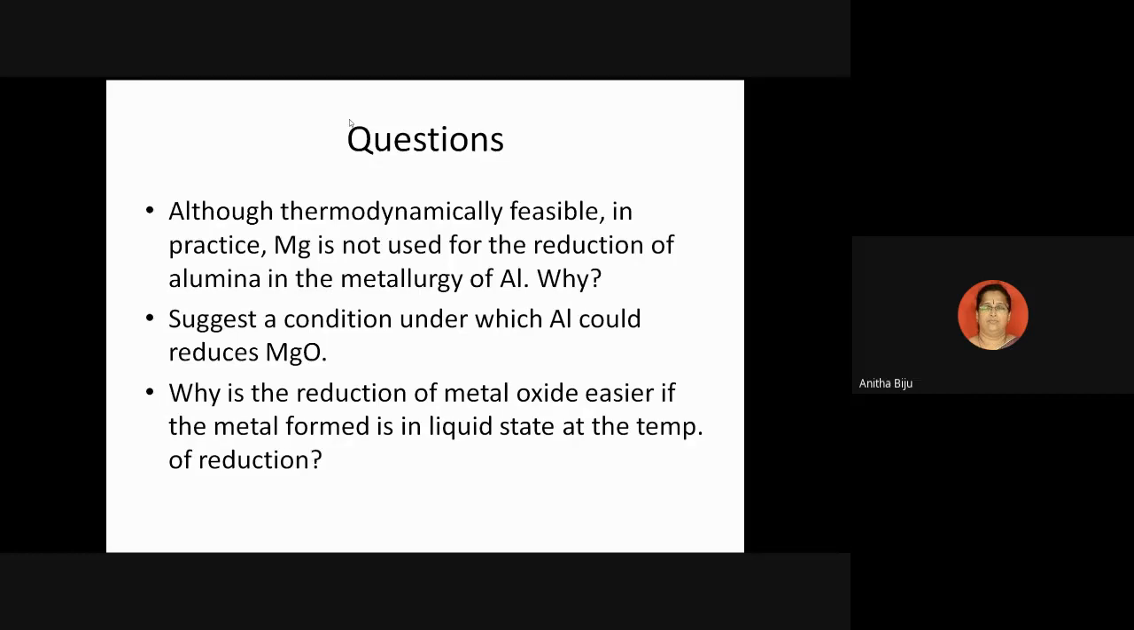If delta S is higher and the temperature is also higher, then there is the possibility of a high negative value for delta G. So if the value of delta G is negative, the reaction is feasible. So this is all about the answers of the questions.